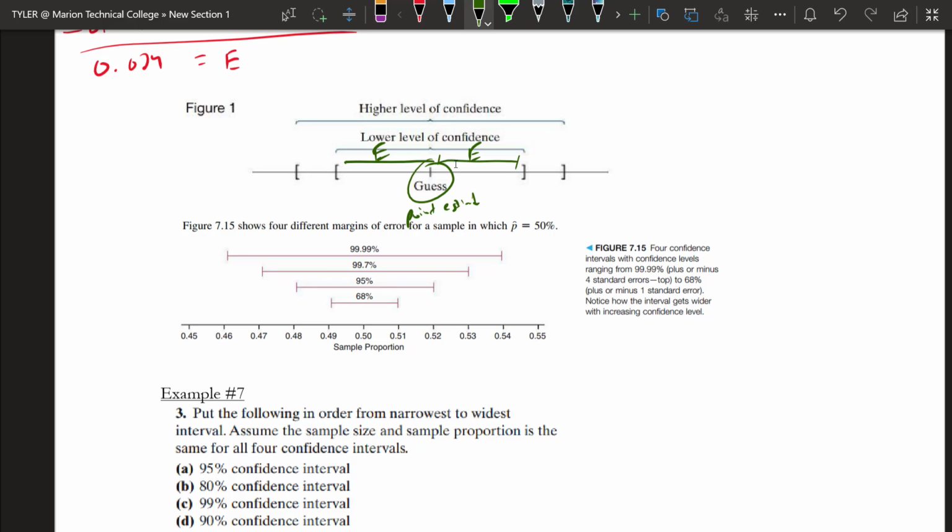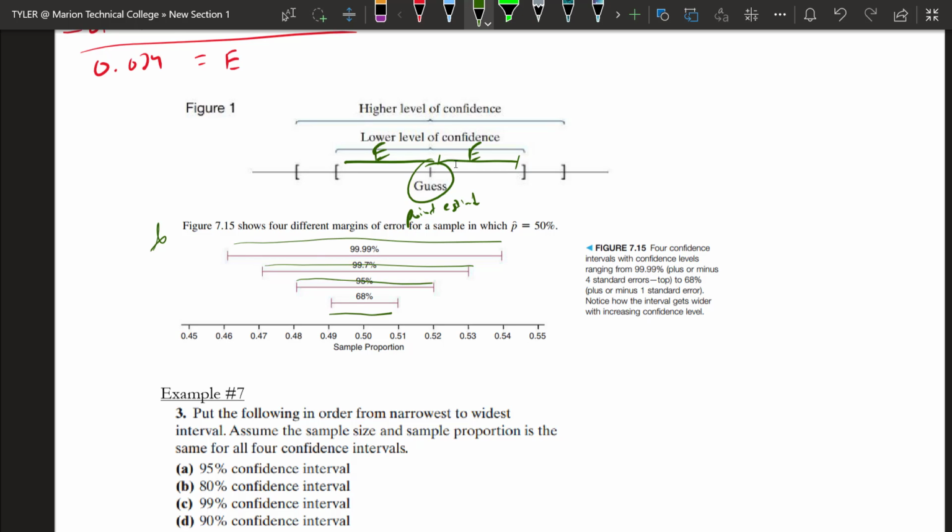So if you look at this next figure below, this gives you an example. So if my p hat was equal to 50%, you can see this represents a 68% confidence interval. This width is 95%, and then the next one's 99.7%, and the last one's 99.99%, right?